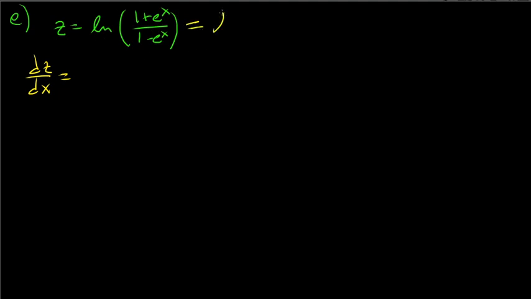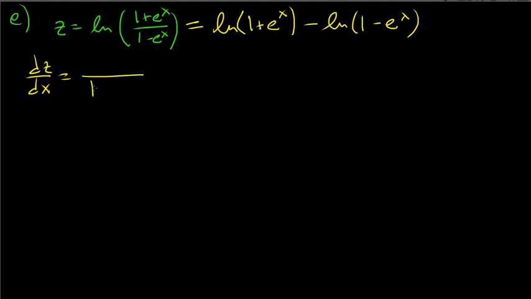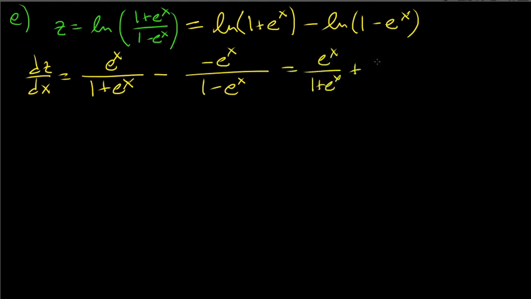Before taking the derivative, however, this is the log of a quotient. It's just the difference in the logarithms. So we turned a quotient rule into a sum rule, or in this case, difference rule. So the derivative is just 1 over 1 plus e to the x, and then by the chain rule, the derivative of 1 plus e to the x is e to the x, right? Minus, and then 1 over 1 minus e to the x, and then the derivative of 1 minus e to the x is negative e to the x. So we're going to end up adding these. Plus e to the x over 1 minus e to the x.